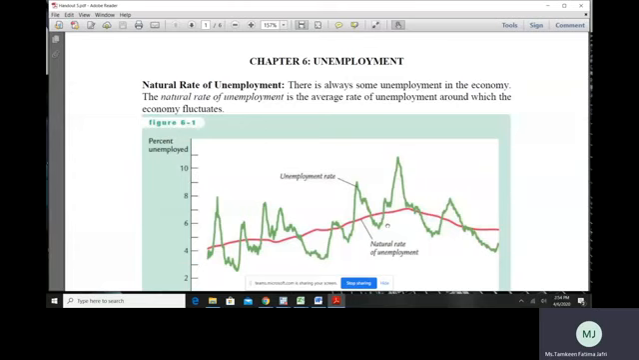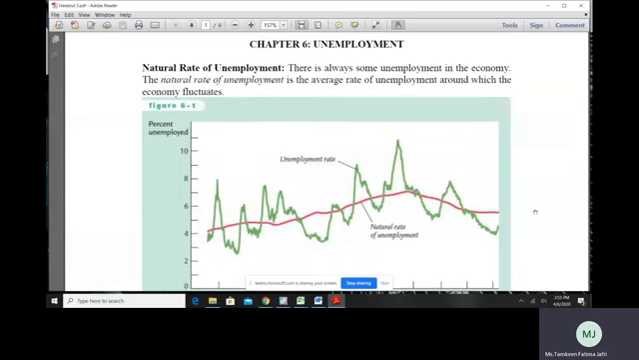One definition is that it is the unemployment which tends to persist in the economy. So even in the best of times, there will be some unemployment in the economy, which is referred to as the natural rate of unemployment. Or you can think of the natural rate of unemployment as the average rate of unemployment around which the economy fluctuates. Or in other words, you can think of this as the average rate of unemployment in the economy.